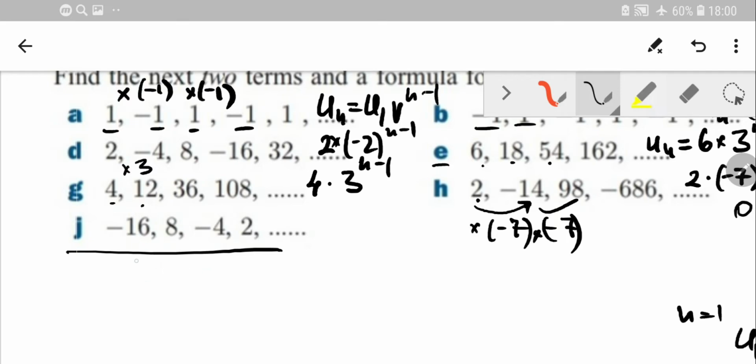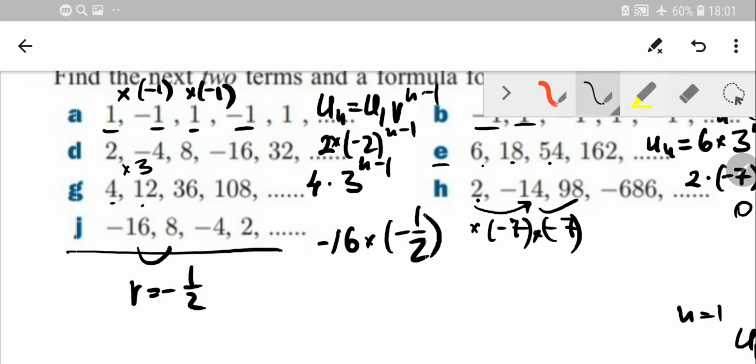Negative 16, 8. We're multiplying by negative 2. So it looks like negative 16 times negative 2 to the power of 1, negative 1. Actually, it should be 1 over 2. So the ratio is 1 over 2. So negative 16, we multiply by the ratio 1 over 2. And that's also negative. Let's correct myself: the ratio is actually negative 1 over 2. And we multiply by this ratio to the power of n minus 1. Okay, that's it.